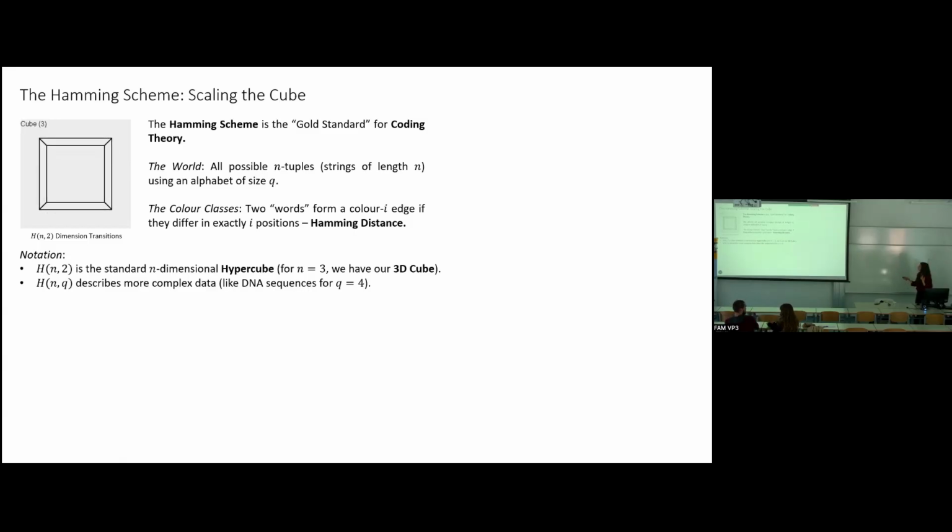I say two words form an edge of color i if they differ in exactly i positions. For the previous one, if we put 1, 2, 3, we get the cube. They differ in 1, in 2, in 3, and so on. So you can understand that we can extend this. This is the usual notation for the standard n-dimensional cube.